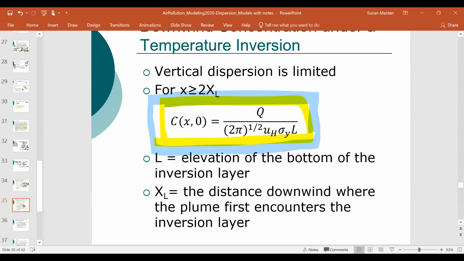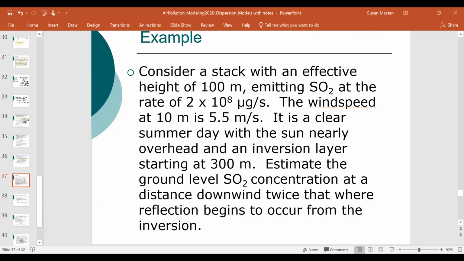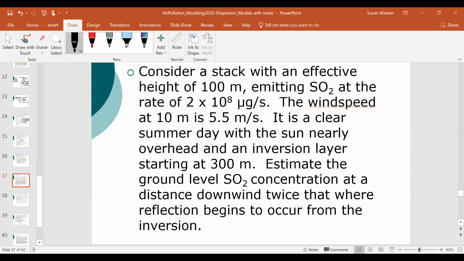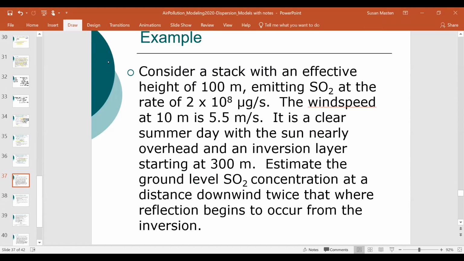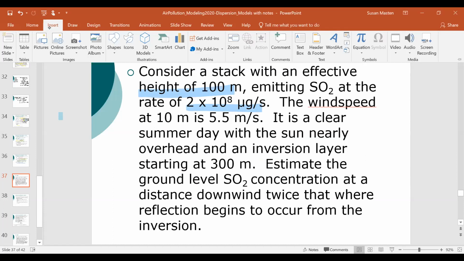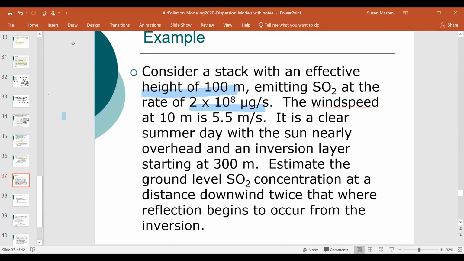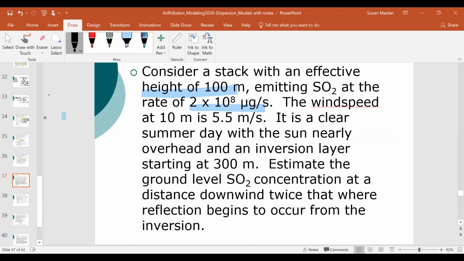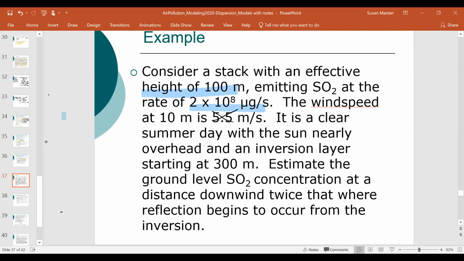We should have time to finish this. Let's look at this problem here. We have a stack. We've got an effective height of 100 meters. We've got an emission rate. And I'm going to change this; I should have changed this on the slides. I'm going to change that to 3 meters per second. And we're going to instead do this on a cloudy night.